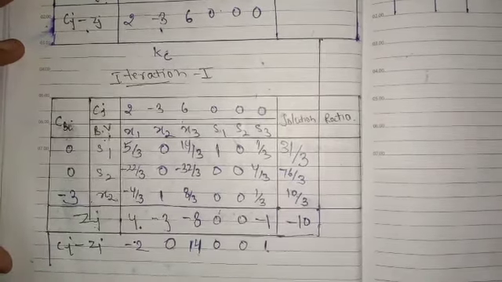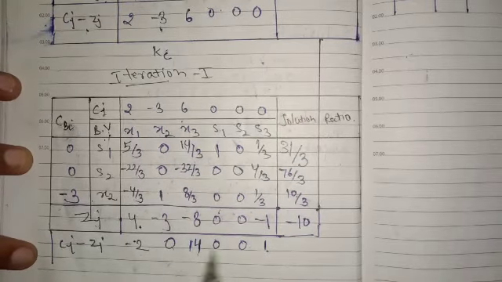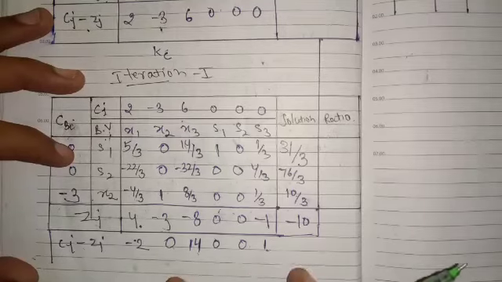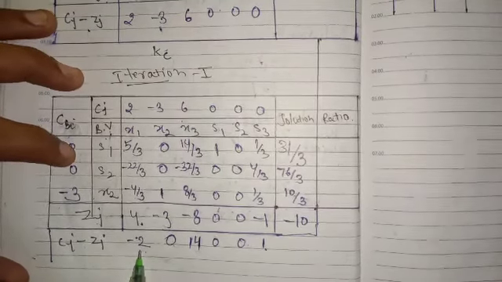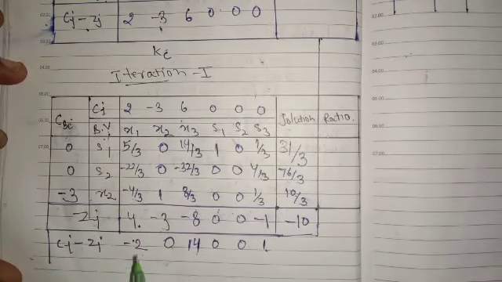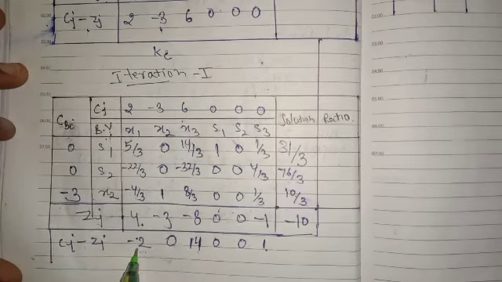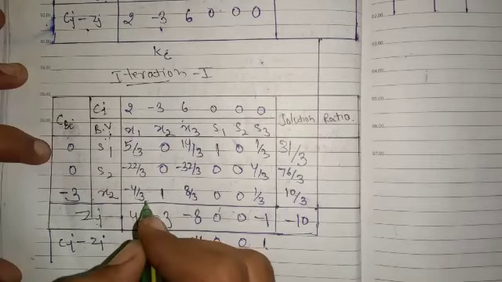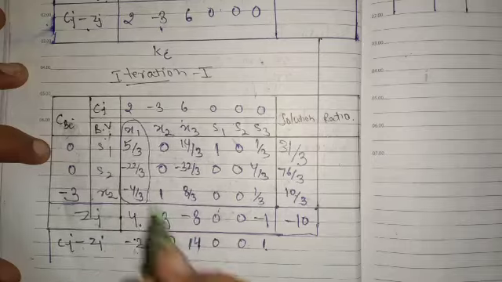Now check the optimality condition. Our optimality condition is that for minimization, the Cj minus Zj values will be 0 or positive. So here we get one negative value. So our next step is to find the key column. We select the most negative value here, which is -2. So this column is the key column.